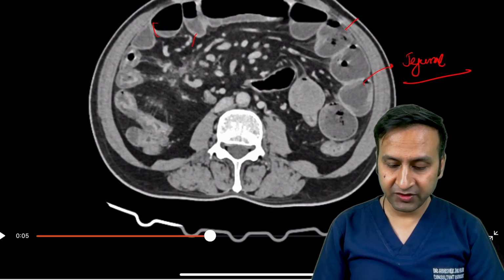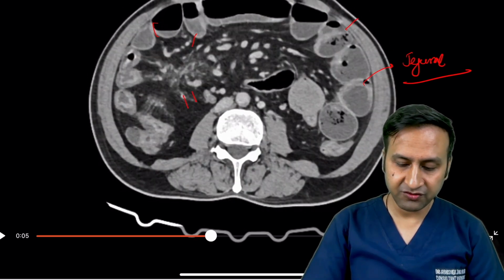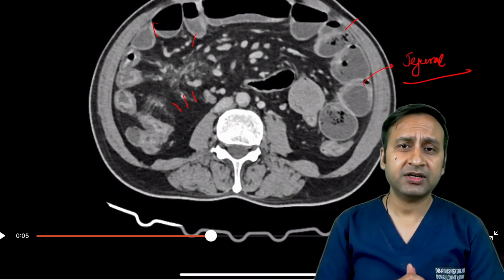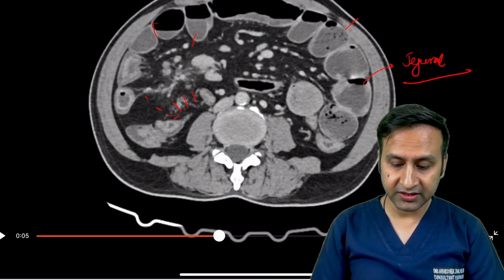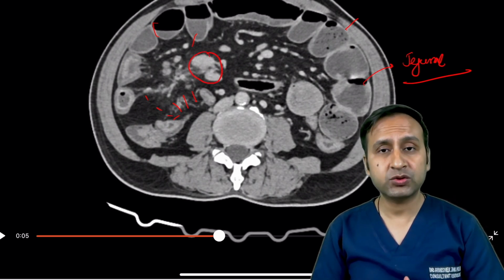Apart from that, we can also see that there is something gone wrong with the mesentery here. We can see extensive haze in the mesentery. We can see all these prominent vessels in the mesentery. And this is not all. We can see some plump-looking lymph nodes in the mesentery as well.